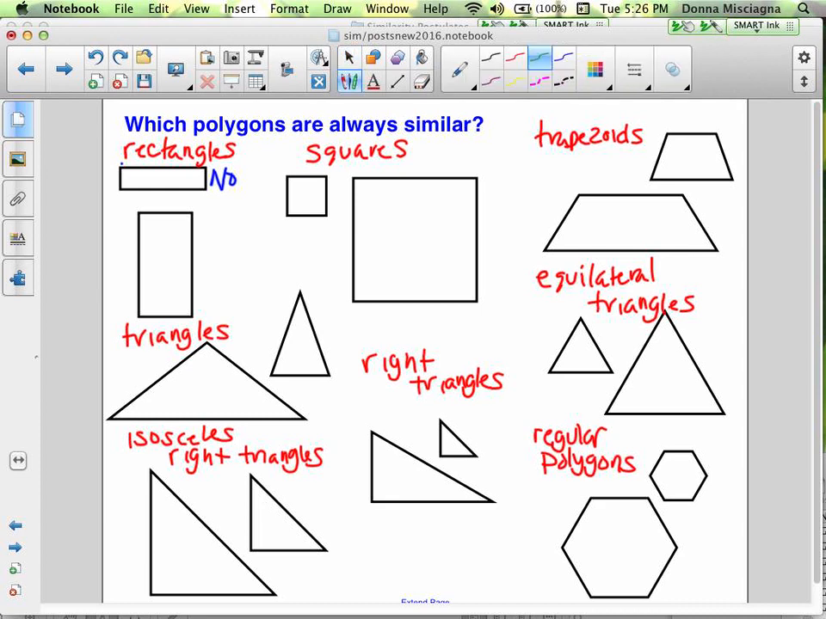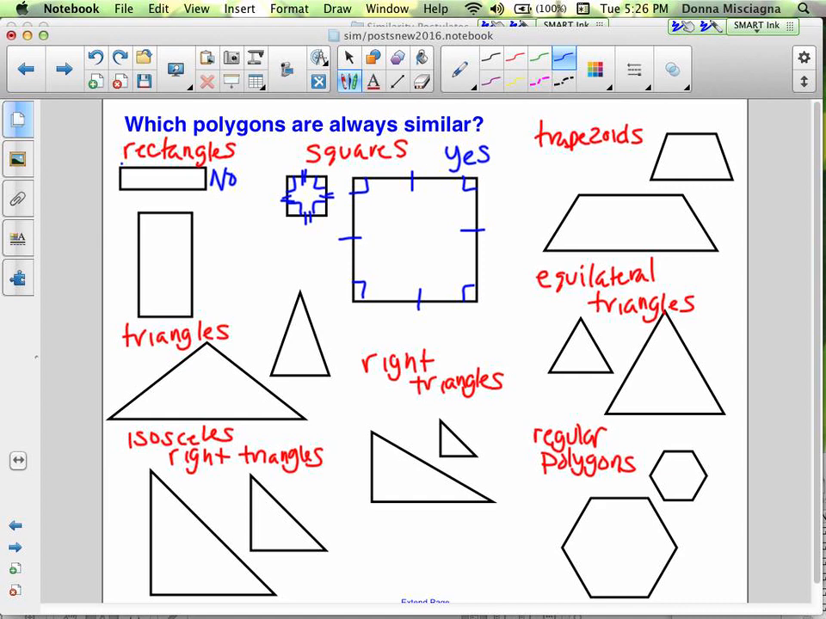But squares, on the other hand, are a yes. We've got 4 90-degree angles, so all of our corresponding angles are congruent. They were also congruent in the rectangle. It just lost out on the sides. And our sides are all the exact same measure, right? So they have to be in the same proportion to the other square, because we're going to be comparing the exact same two numbers.